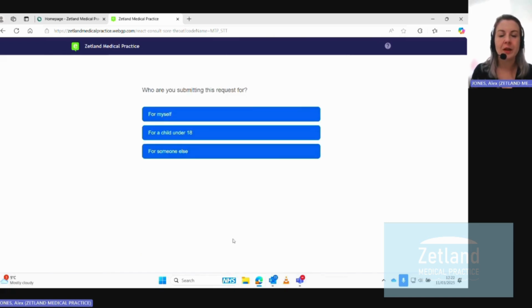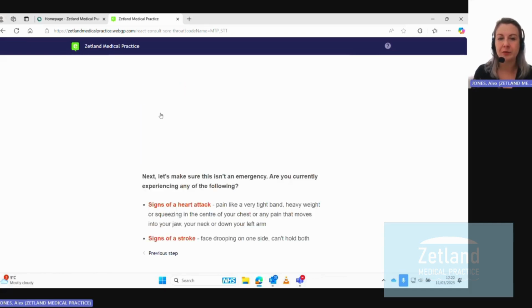Next step. As I said before, you can do these forms for yourself, for a relative, so that could be good if you're a carer or if you have an elderly relative who doesn't know how to use these sort of systems, or a child, but I'm going to say it's for myself.